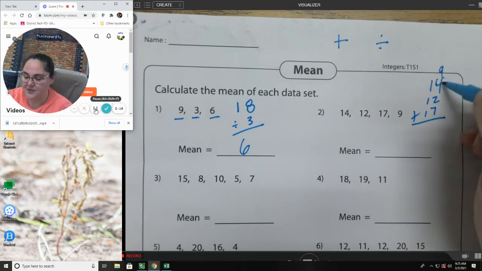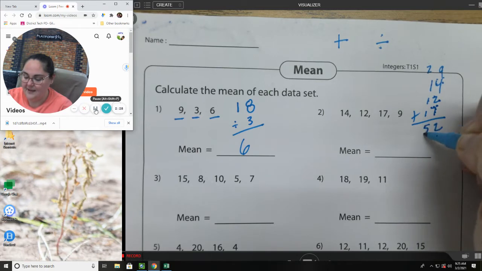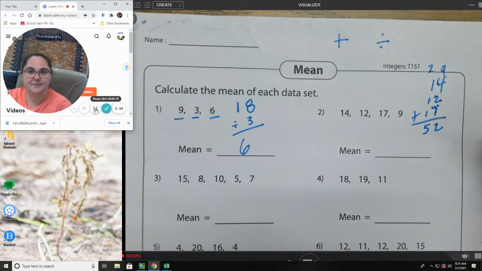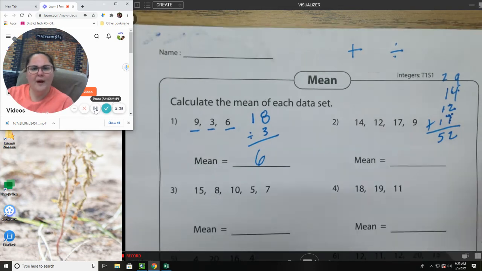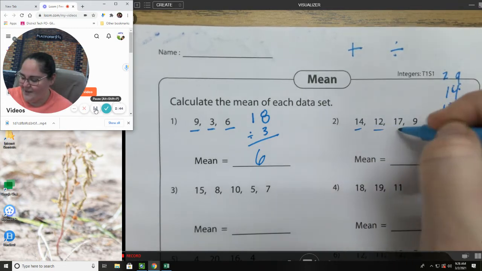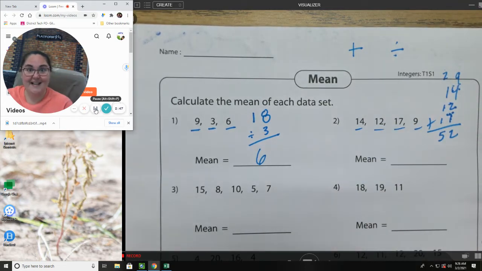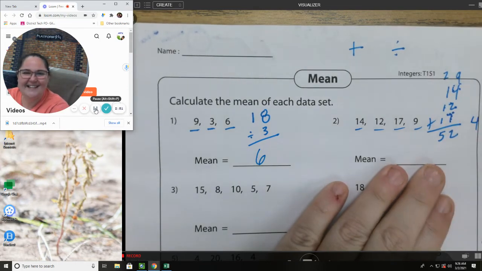9, 10, 11, 12, 13, 14, 15, 16, 17, 18, 19, 20, 21, 22. Carry my 2. 2, 3, 4, 5. Your answer should have been 52. Now I need to divide. What number am I going to divide by? Well, there are 4 data points in this data set. So I'm going to do 52 divided by 4.